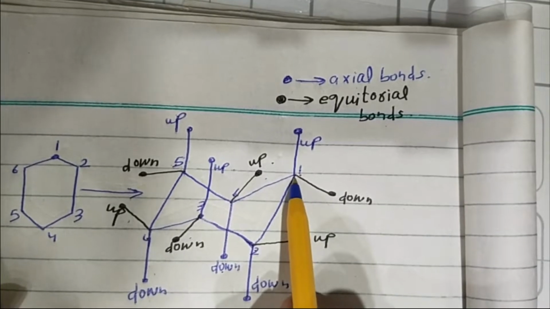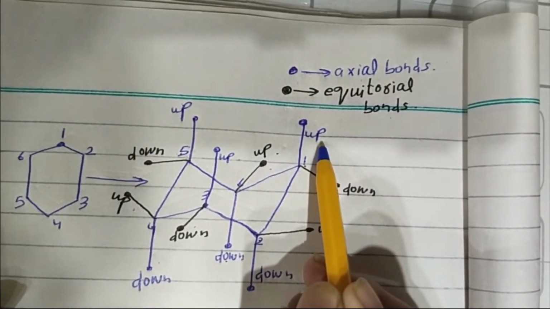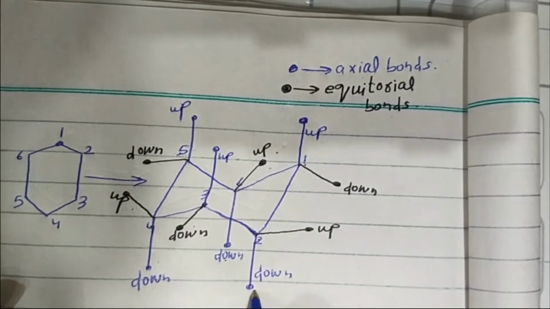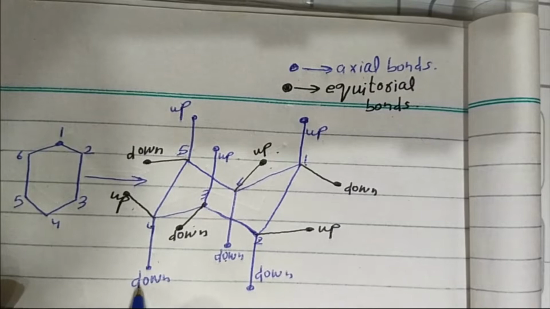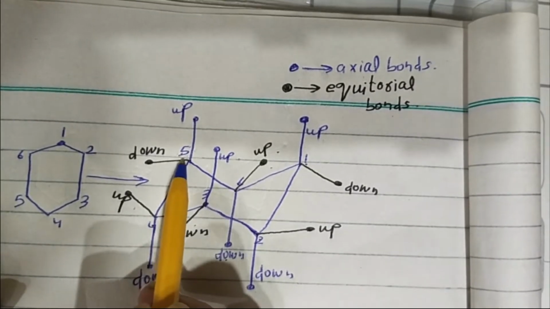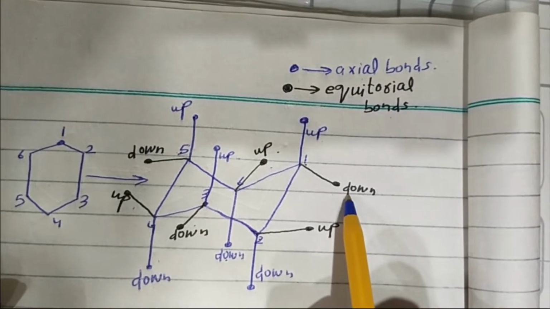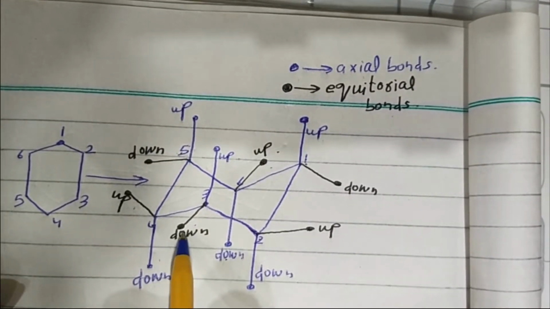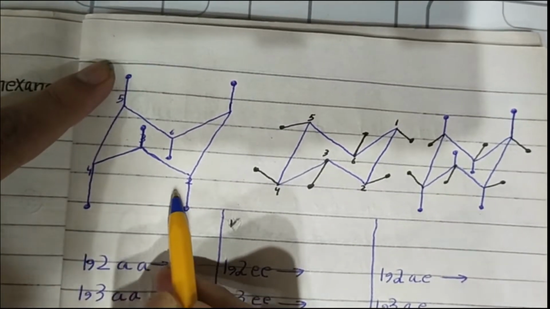This is an axial bond that is up to the ring, to the chair structure. This is also an axial bond. This is an axial bond that is down. This is an axial bond, this is an axial bond, and this is also an axial bond. And this is an equatorial bond. This is equatorial. This is the chair conformation of cyclohexane.